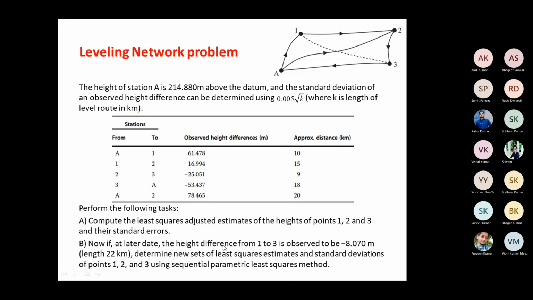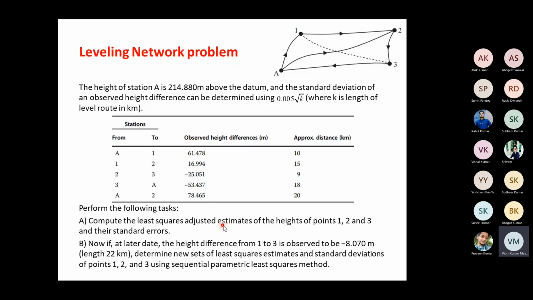First of all, you have 10 minutes, and in this 10 minutes you have to try to solve the first question: compute the least squares adjusted estimates of heights of points 1, 2, and 3 and their standard errors. You have to solve it in the next 10 minutes. What I can help you with is that we have to compute three things. It should be very clear to you.